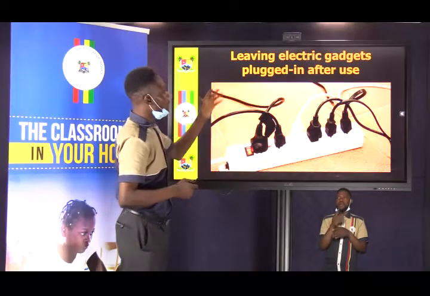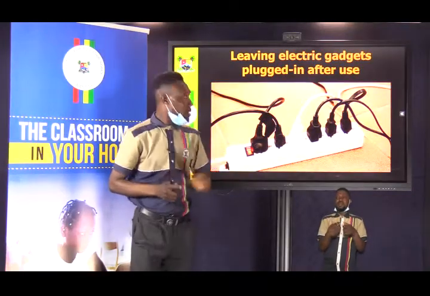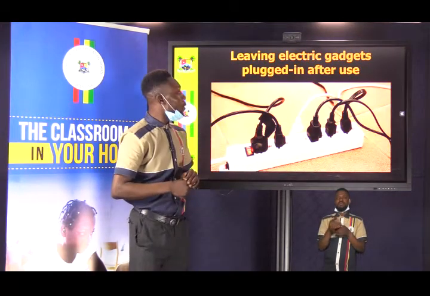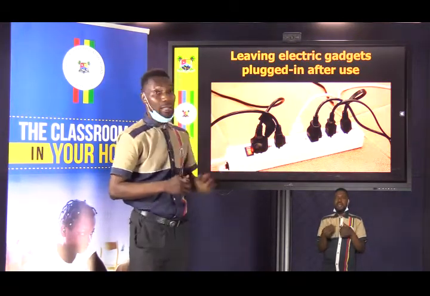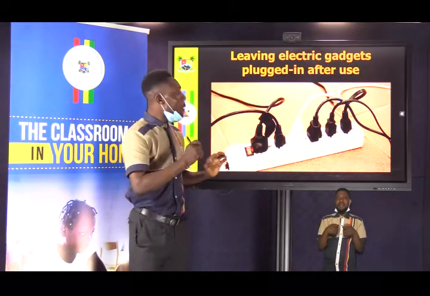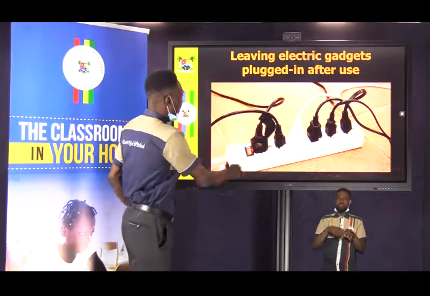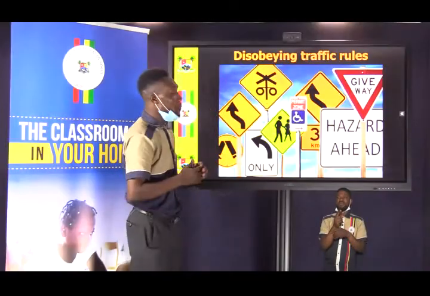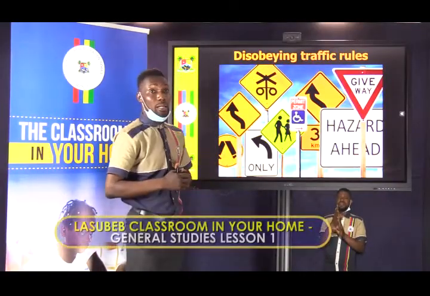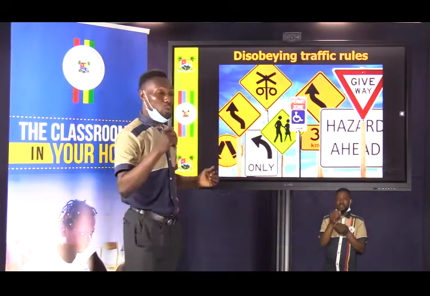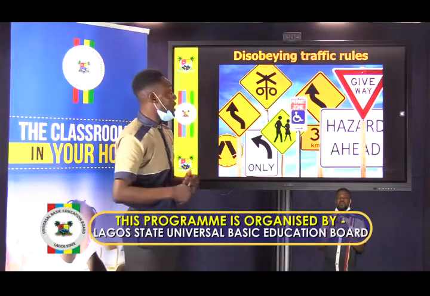Next one is leaving electric gadgets plugged in after use. When you are not using any electric gadget, you should unplug it. You should not leave it like that. It could cause accident. Next, disobeying traffic rules, especially the adults. When you are not to go, you go, it could cause accident that way.